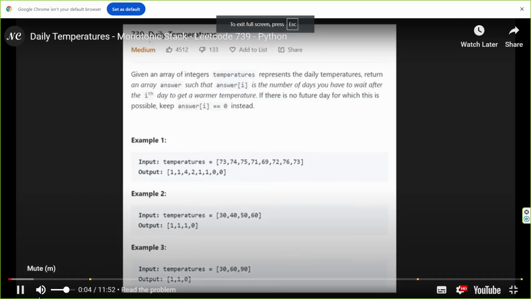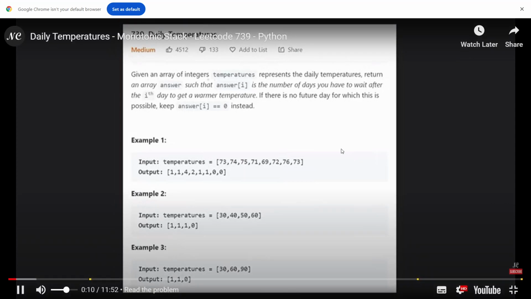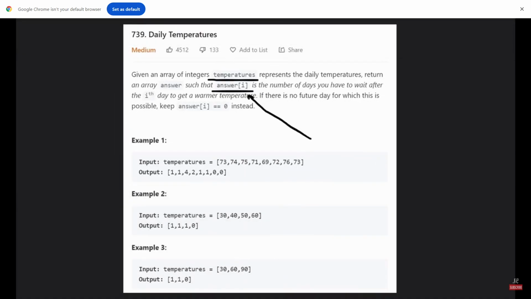So today let's solve a problem, daily temperatures. We are just given an array of integers which represent temperatures, and we want to return an array answer such that at every single position in answer, it's going to be the same exact size as our temperatures array. And at every single position in answer, we want to know for the ith day, whatever the temperature was on the ith day, how many days did it take for us to find a temperature that was greater than the temperature on the ith day.